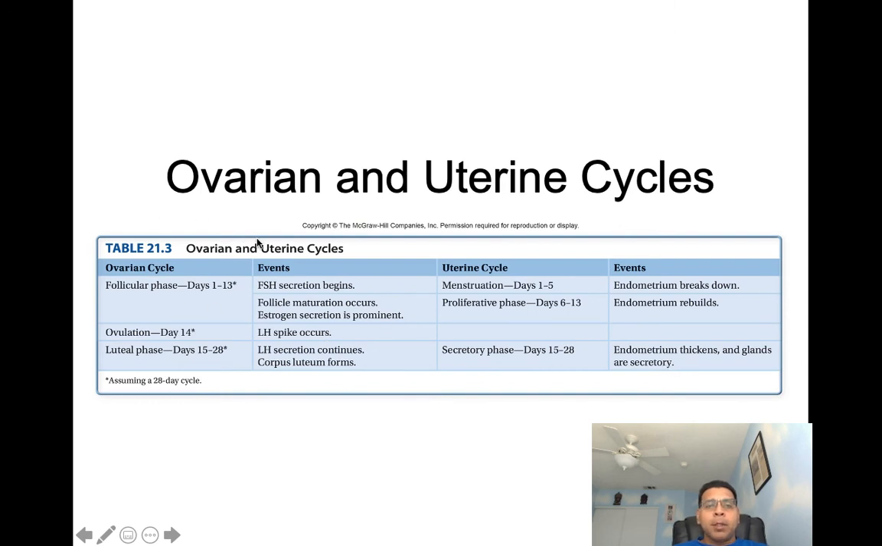So here we've got a nice table depicting to us all the events taking place in both the ovarian cycle and then also the uterine cycle.